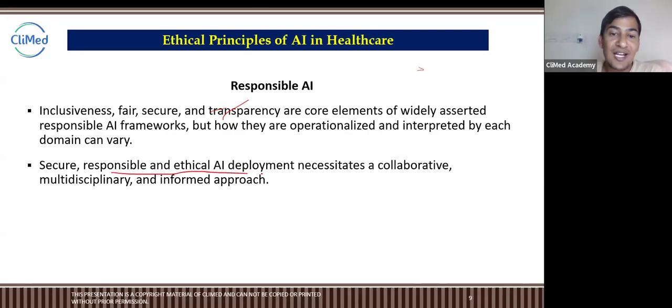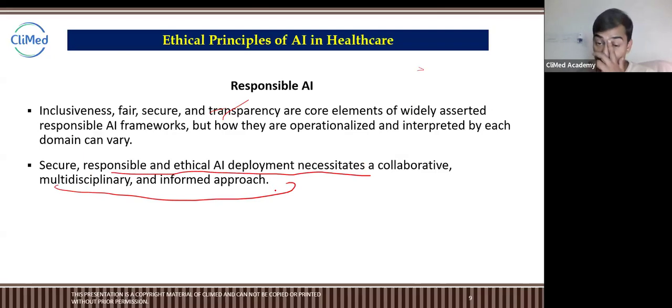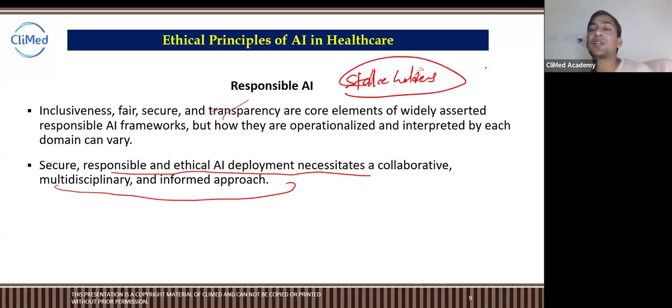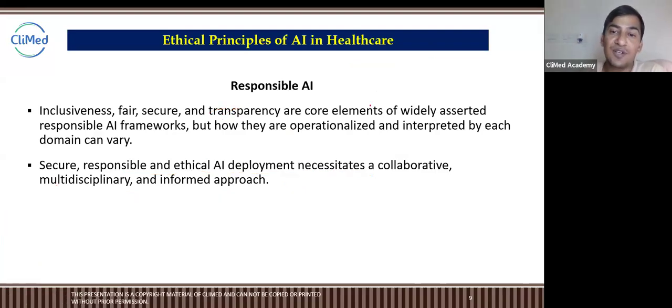Secure, responsible, and ethical AI deployment necessitates a collaborative, multidisciplinary, and informed approach. So if we are talking about secure and responsible AI, we need a collaborative, multidisciplinary, informed approach. What is multidisciplinary? As I told you in the first slide, there are multiple stakeholders, right? Those stakeholders play a very important role. Those people are not just the developers and all, right? Let me tell you in a brief way.